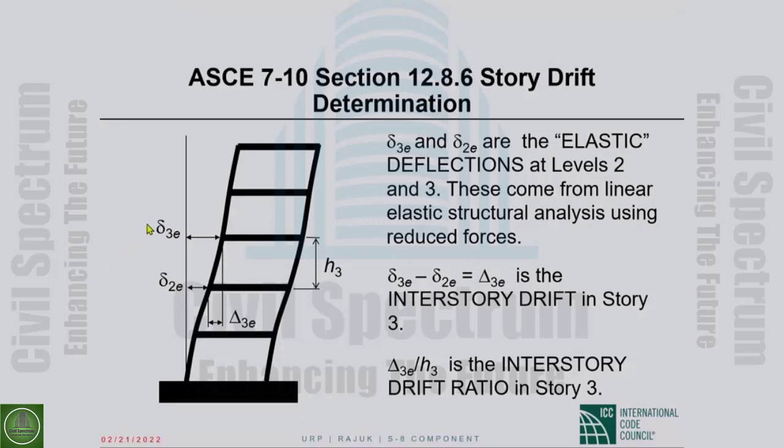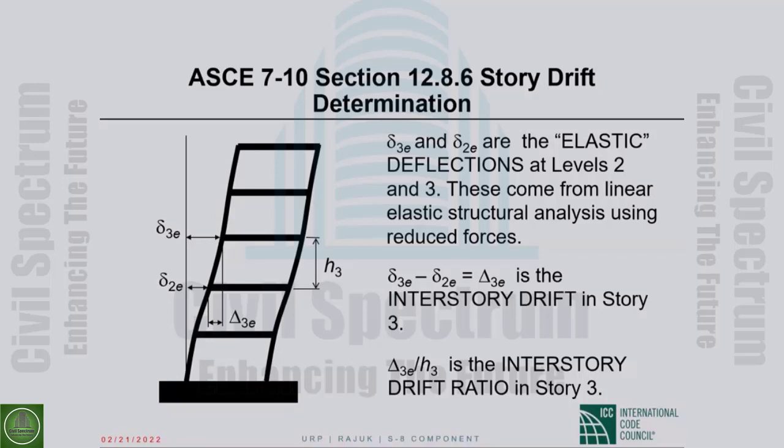Okay. The lowercase delta sub 3E is the elastically computed displacement at floor level 3 under the code prescribed seismic forces. So you take the design base shear, you distribute it along the height of the structure in the manner prescribed by the code. That gives you lateral forces at the various floor levels, which we denote by capital F sub X. We do an elastic analysis of the structure under those distributed forces.